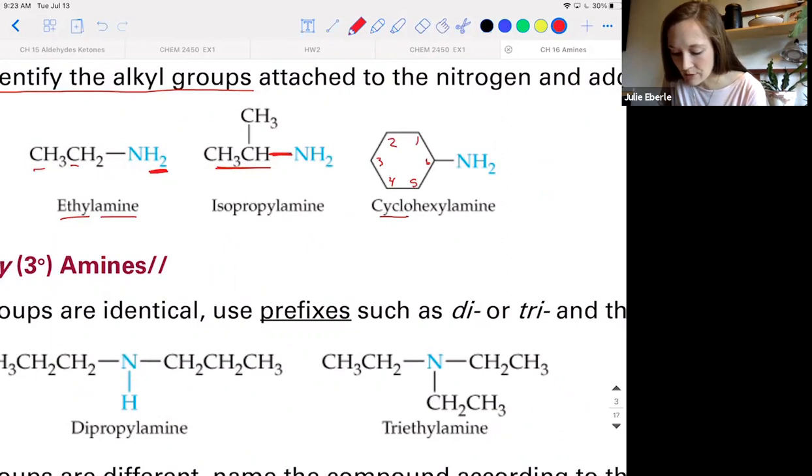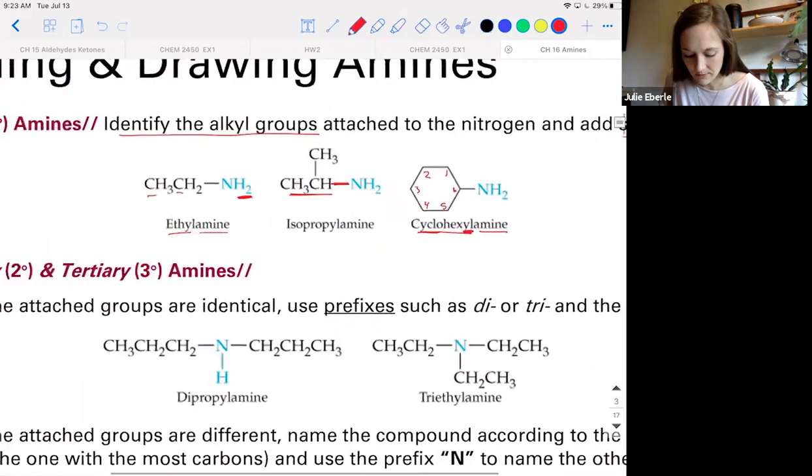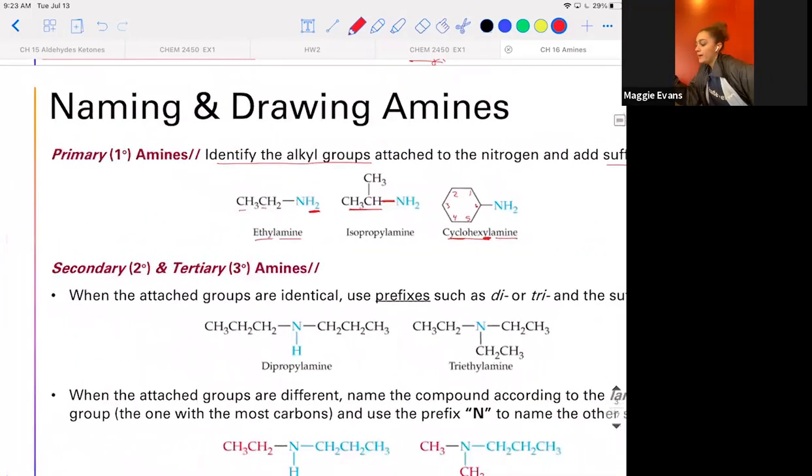I probably didn't even number those the right way. I probably should have started with number 1 on the carbon branch to the nitrogen, but that's okay. There's 6 carbons in this. So we call it cyclohexyl. Notice the YL. This is kind of different. We actually haven't seen this exactly like this before. Cyclohexyl, then you have the suffix amine. Okay. So we don't say cyclohexane amine. We name it with a YL ending, just like we do any other alkyl group. Cyclohexylamine.